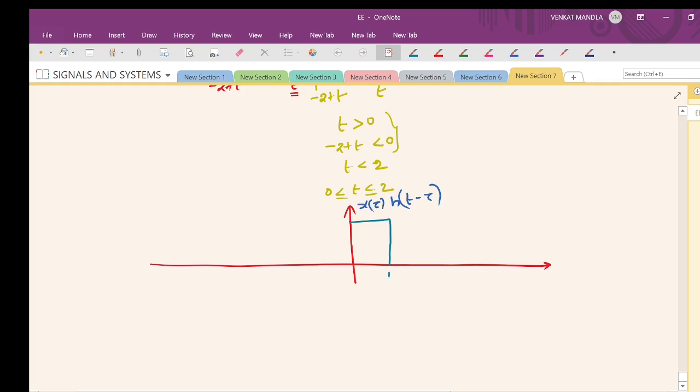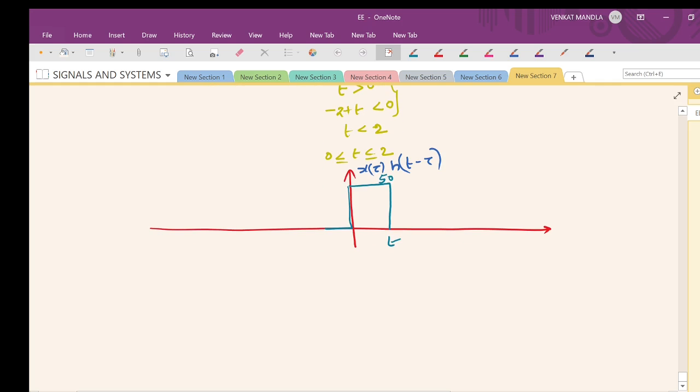0 to t, it is 50. Okay, now in the last case we need to find out the area, that is the output, right? y(t) is the integral from tau equal to minus infinity to plus infinity of x(tau) h(t minus tau) d tau, right? This is the multiplication. This integration is nothing but the area of this multiplication. We got the multiplication and we need to find out the area. This is the area, right?